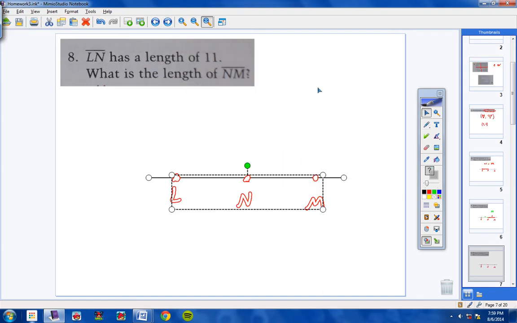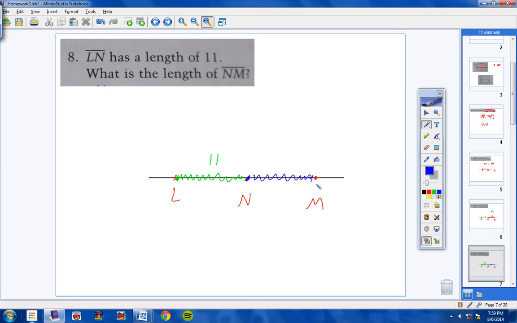Okay, let's take a look at number 8. Now, number 8 says LN has a length of 11. So I'm going to go from L to N right here. Don't forget N is your midpoint. And I'm going to put 11. And then it says, what is the length of NM? So I'm going to change colors. They want to know the length from N over to M, the segment in blue.